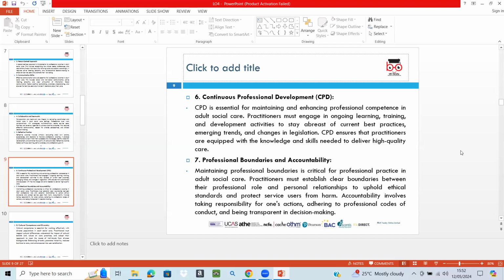So maintaining professional boundaries and accountability is essential in adult social care to ensure ethical conduct, safeguard service users, and uphold professional integrity. By establishing clear boundaries and being accountable for their actions, practitioners foster trust, respect, and a safe environment for service users.